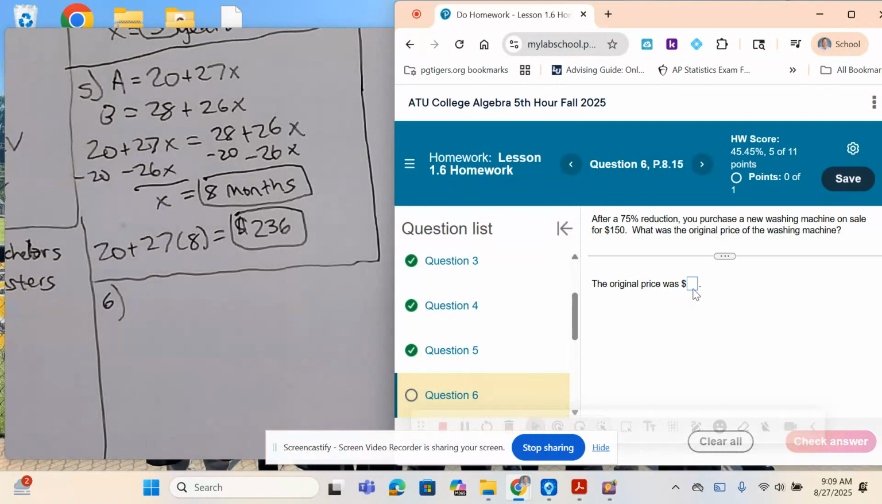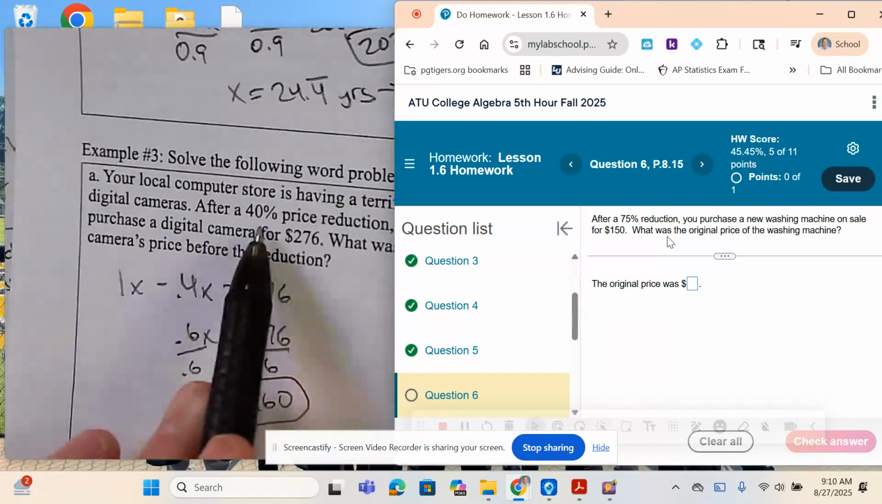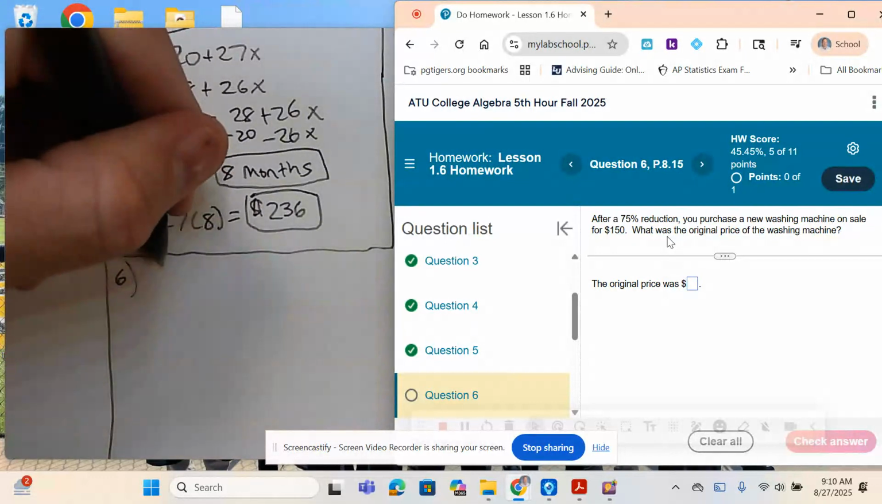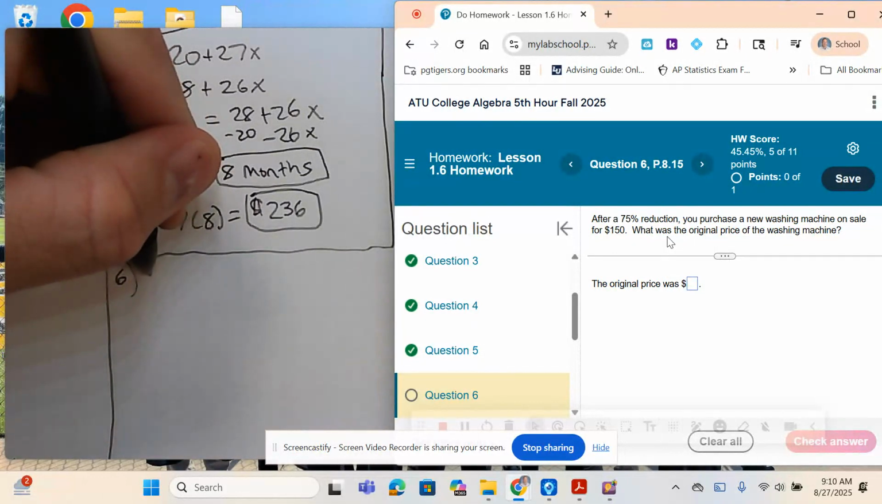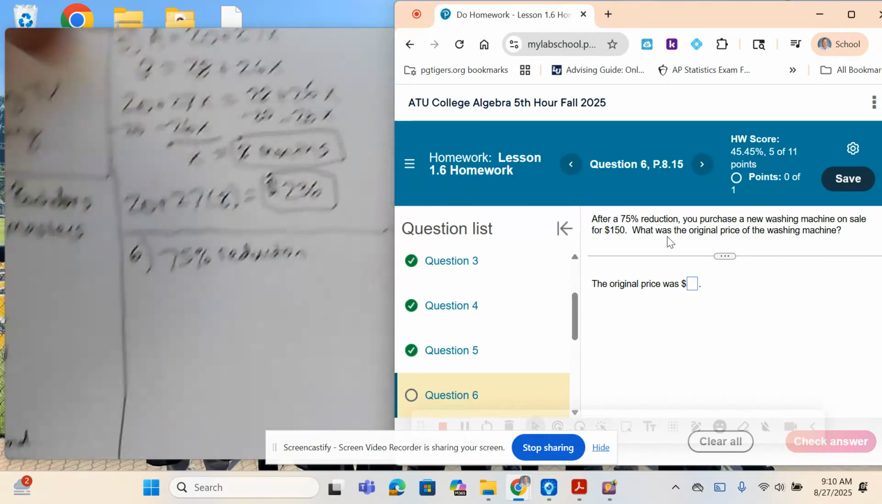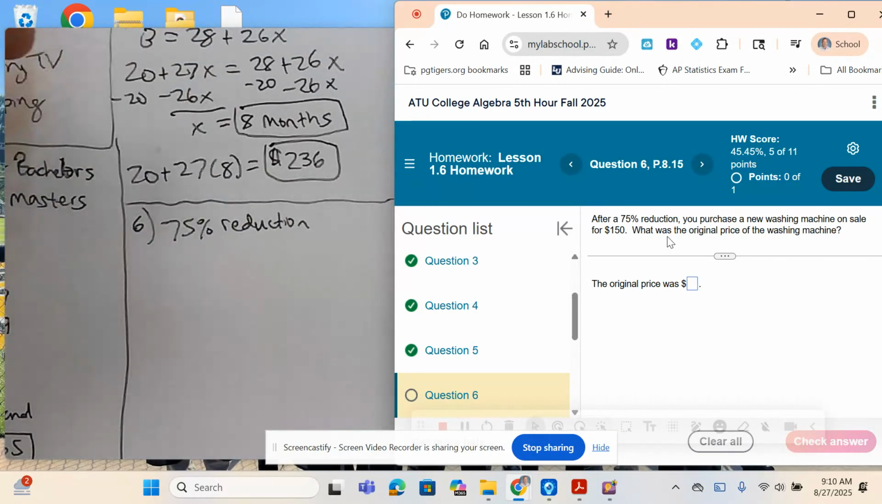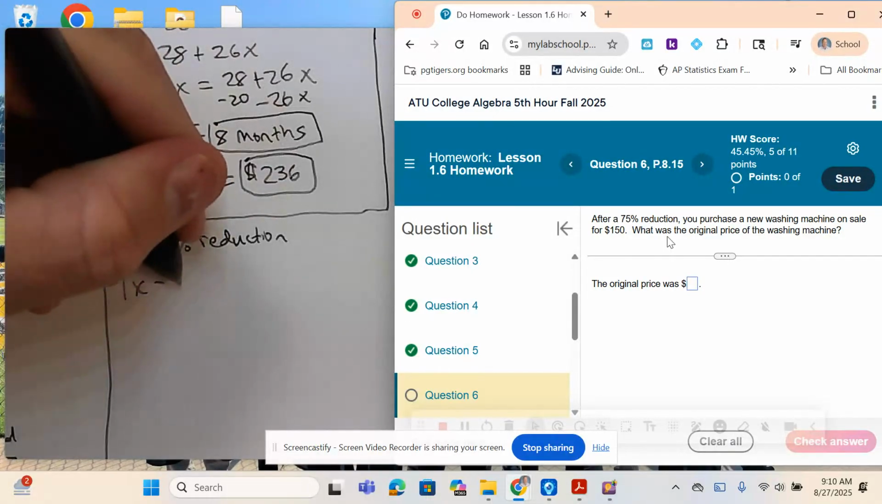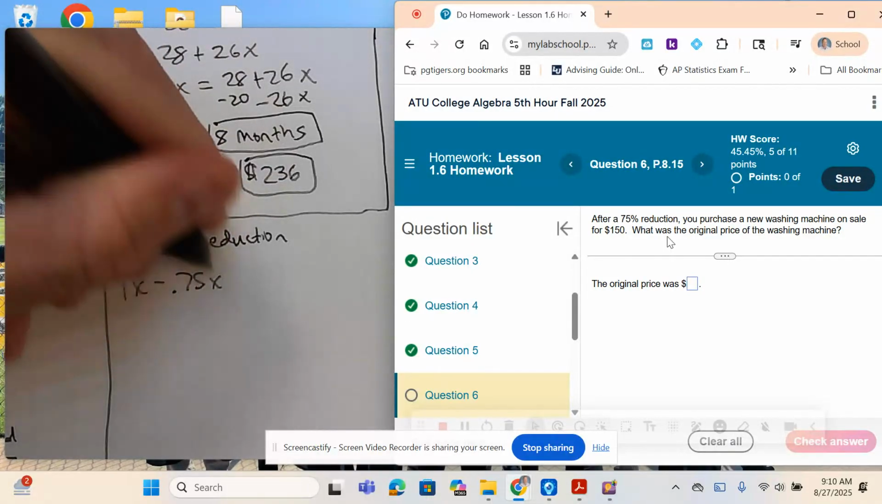All right. After a 75% reduction, you purchase a new washing machine on sale for $150. What's the original? So I did this one in the notes, like a reduction one. There's a lot of ways you can do this. I started with 1x. Let me write down 75% reduction. So what I did on this one was I started with 1x, which means 100% of the price, minus 75% of the price. And there's other ways to do it.